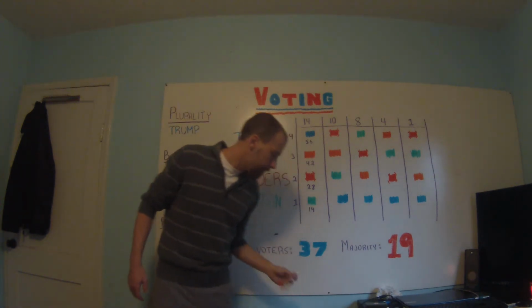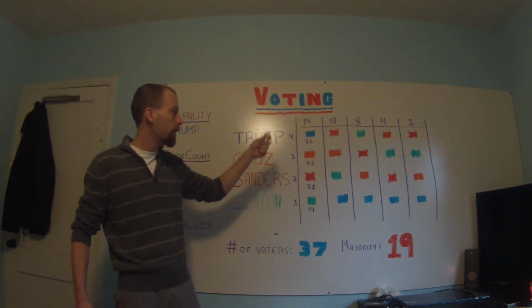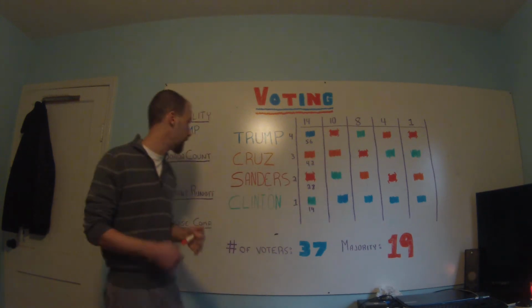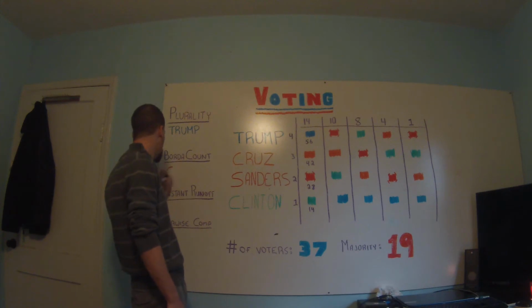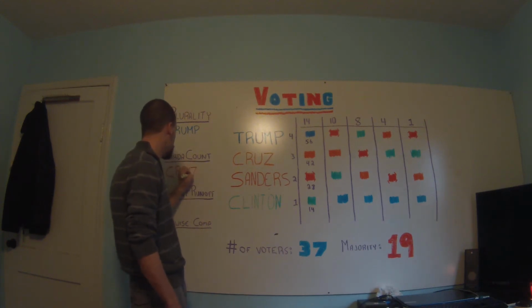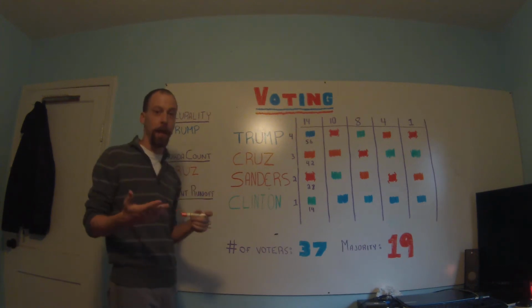So if we do this, and we count all the points on all of our votes here, we have a different winner than before. Trump is no longer the winner. Ted Cruz is our winner. So now we have Ted Cruz and Donald Trump as our winners, depending on how we count these votes.